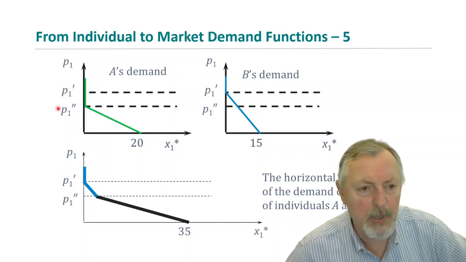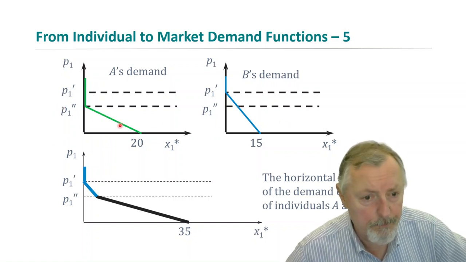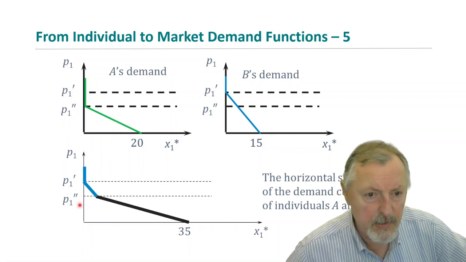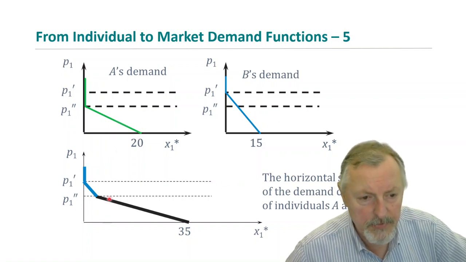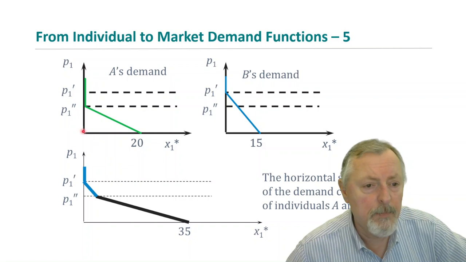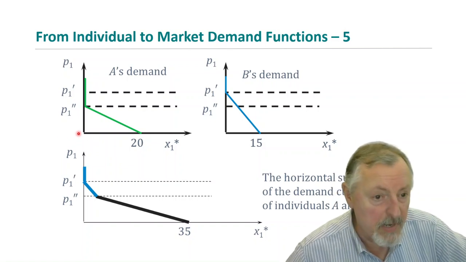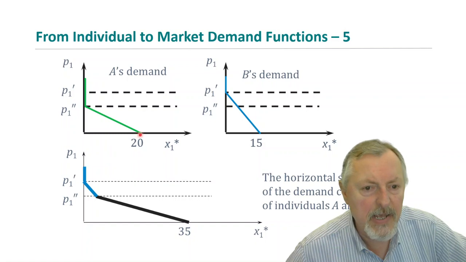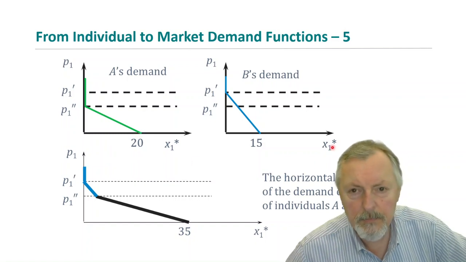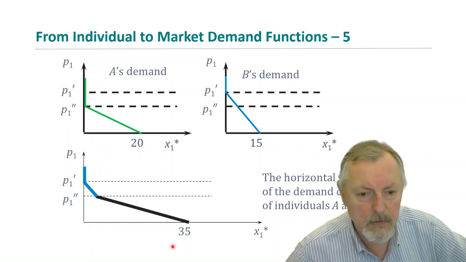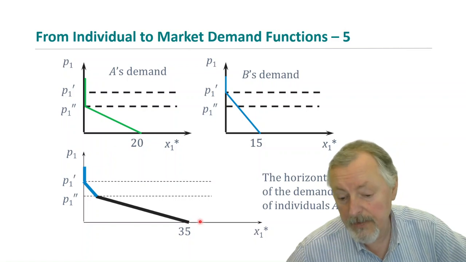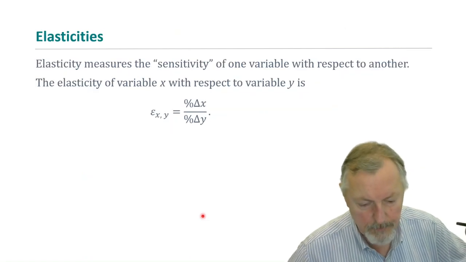But if the price is below P1 double prime, then both will purchase some. Add them horizontally, and you get this black line. Look at whatever minimum price is represented here. Person A would purchase 20. Person B would purchase 15. Market demand, 35. Pretty straightforward.